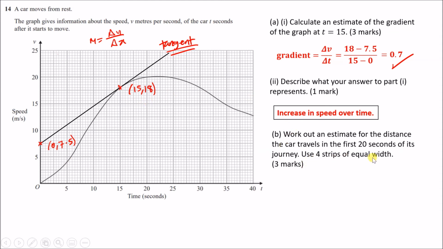But because they want 4 strips of equal width, it means that from 0 to 20, you need 4 lines. And you can see that 20 divided by 4 is 5. So you can do strips at every 5 points. Like 1 here, 1 there, 1 here, and 1 there. Now looking at this carefully, to work out the area of each shape, we can estimate it, because that's what they want. So you can think of 0 to 5 as some sort of triangle, and from 5 to 10 as a trapezium, another trapezium, and another trapezium.